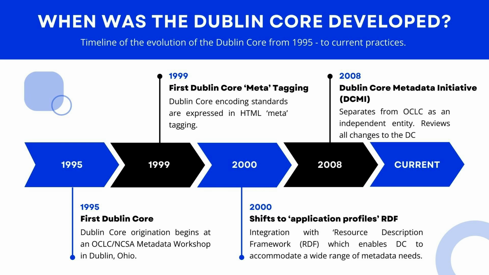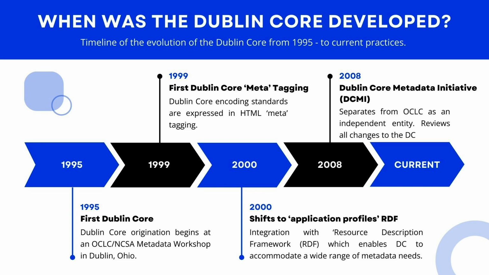And then in 2000, there's a transition to the RDF framework. There's a shift to application profiles and the integration of the RDF, which is Resource Description Framework, which enables the Dublin Core to accommodate a broader range of metadata needs. And then in 2008, the Dublin Core Metadata Initiative, the DCMI, becomes an independent entity, and it assumes responsibility for reviewing all the changes to the Dublin Core standards.